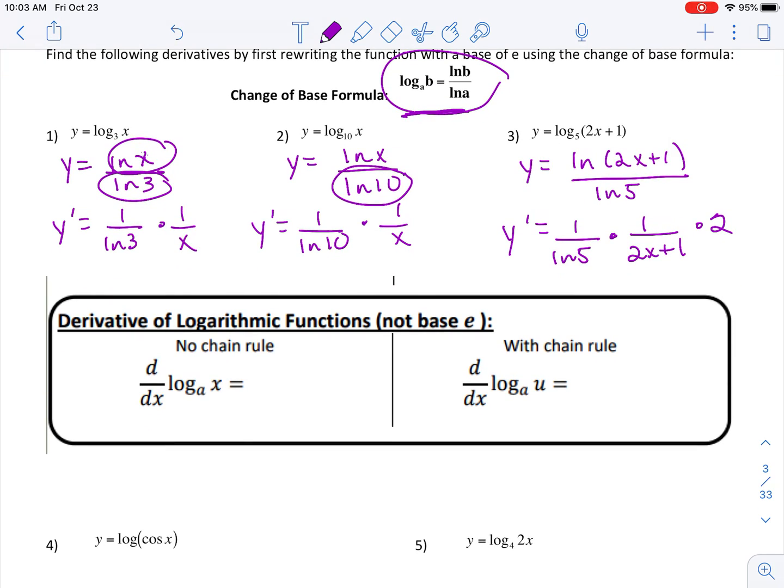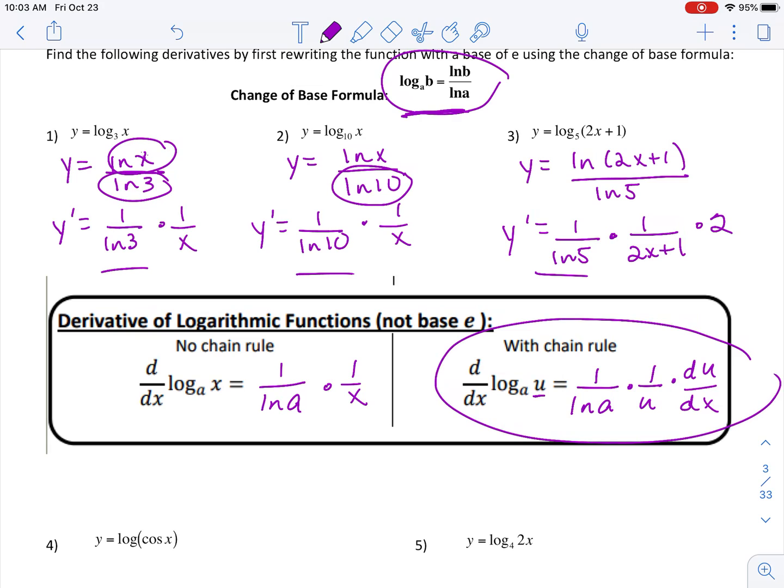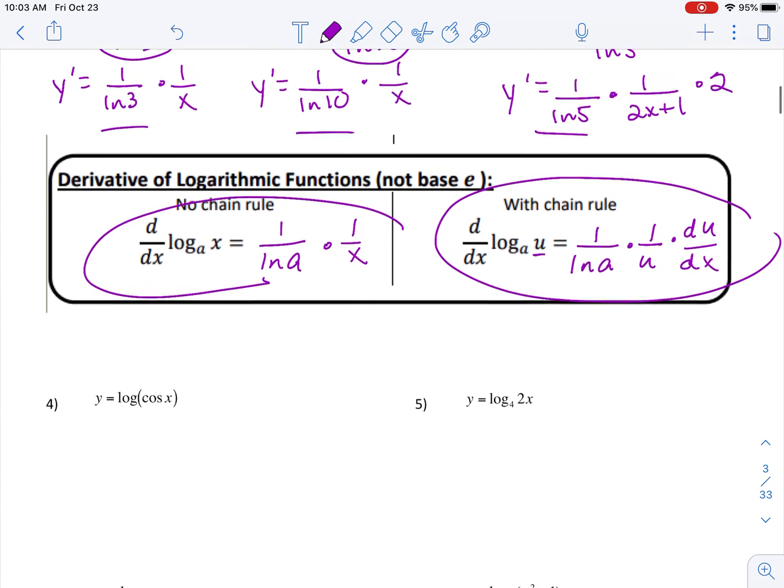I would just use the change of base formula every single time, but there is a general rule for when the base is not e, like a natural log. Notice on all of these problems, really you end up with 1 over natural log of a, whatever that number is, times 1 over x. And then if you have a composite function, the rule would be 1 over natural log of a times 1 over u times du dx. So it's up to you if you'd rather kind of memorize these or just use the change of base formula. I just use the change of base formula every single time.